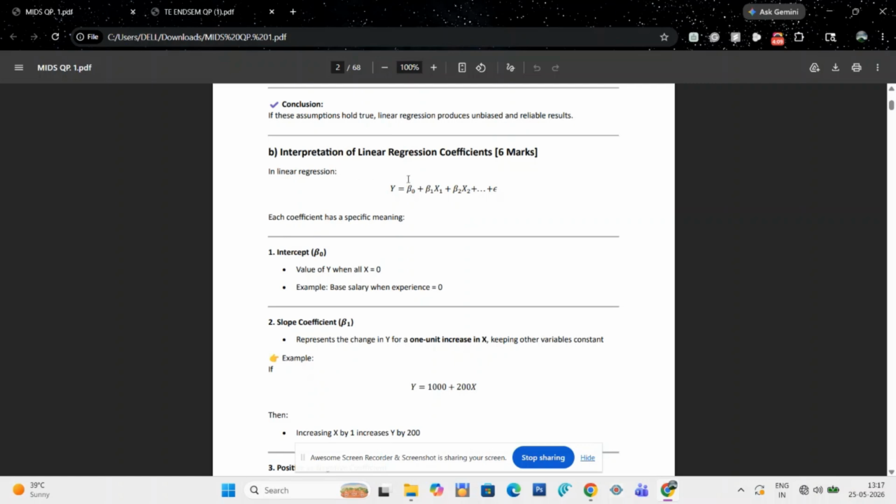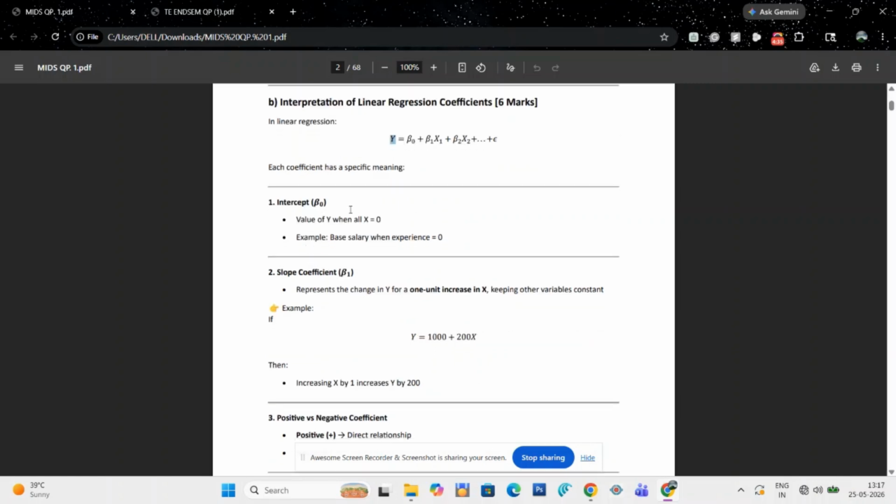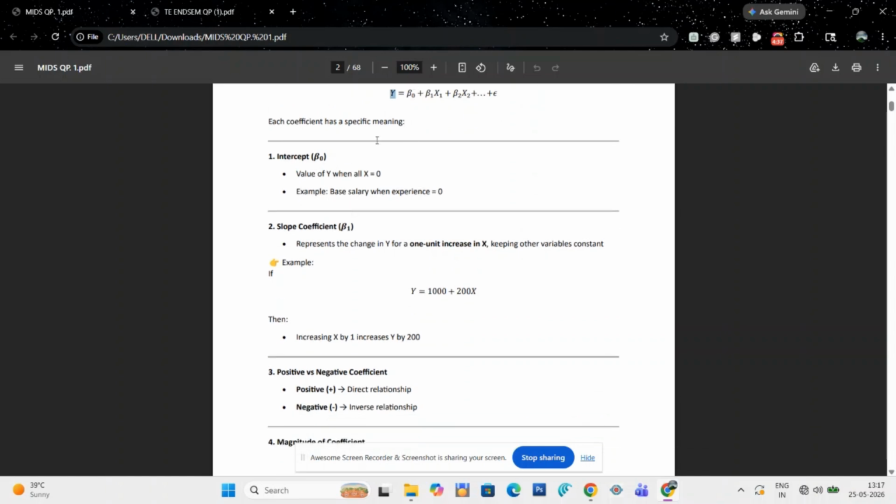Their equation is y is equal to beta naught plus beta 1 x1 plus beta 2 x2 and so on, plus e, where e is the error, beta naught and beta 1 are coefficients, x1 and x2 are our independent variables, and y is our dependent variable, the target value, learned from our training data. Each coefficient has a specific meaning. The intercept, beta naught, is the value of dependent variable y when all independent variables are 0. Example: base salary when experience is 0.